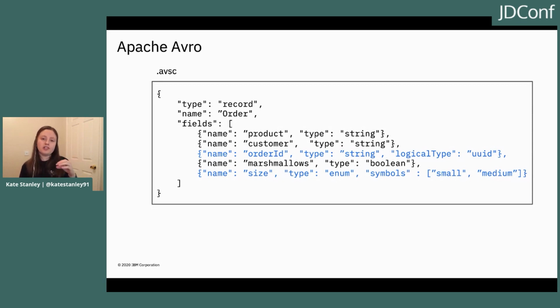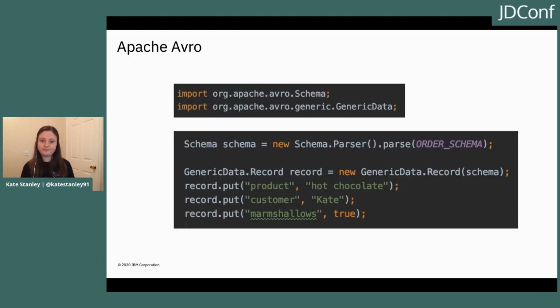So once you've defined your schema, you can then utilize it from Java. So this is an example, and this is where I was saying that with Avro, the advantage over protobuf is you can use a generic class. So here we have a generic data class, and this allows you to construct a new object based on the schema. So you can see we've provided the product, the customer, and then marshmallows as tree.